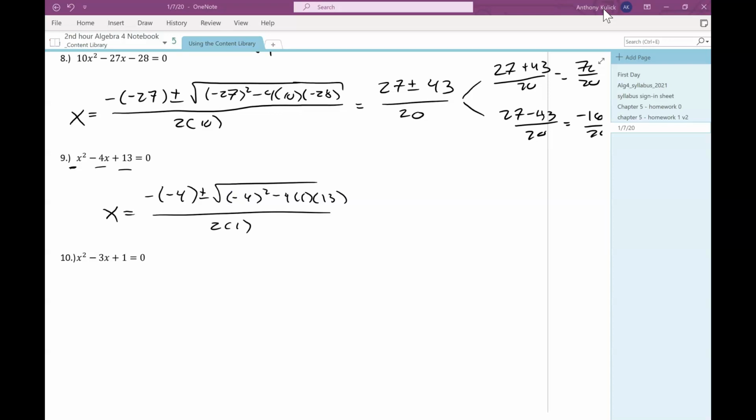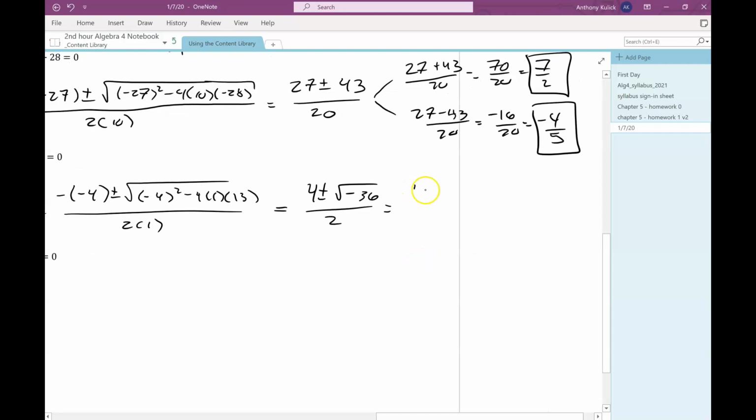The next one, so negative of negative 4 is 4. Negative 4 squared is 16. Minus 54 is negative 36. The square root of negative 36, because it's a negative, so that's my figure there.